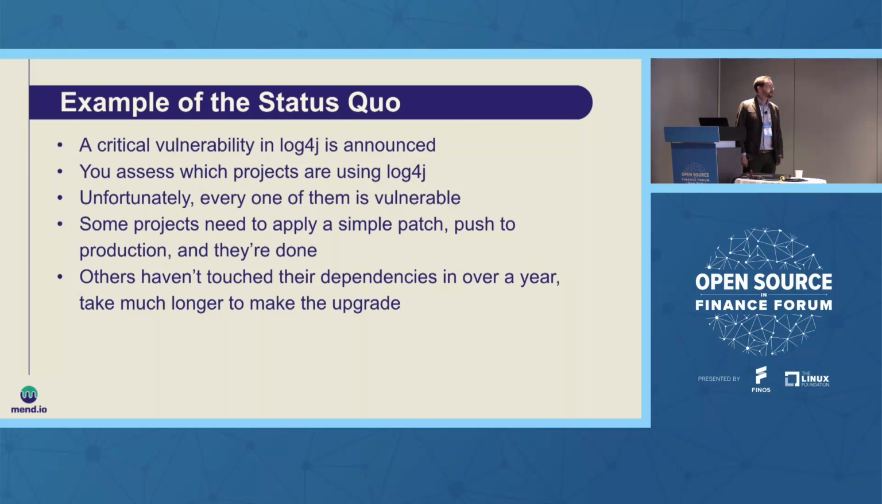Now for some projects, they needed to apply a simple patch to update log4j, push to production, and they're done. Let's not forget the push to production part, obviously. Now, there were other projects that hadn't touched their dependencies in over a year, and they took much longer to make those upgrades. That's because potentially they had to upgrade other things, not just log4j. They had other dependencies or things related to, say, Java or something like that. So there was a lot of variance in how quickly people were able to remediate. Even same company, same SCA solution, for example.